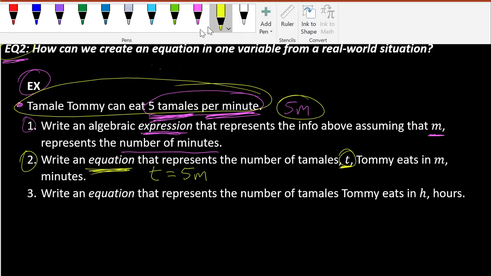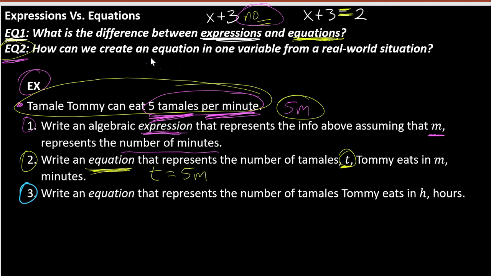Okay, so we've got one last thing to do. Now we're being asked to write an equation again, except this time the number of tamales that Tommy eats in H number of hours. This is something that you're going to see and be expected to know how to do in the upper science classes, and you should start learning this in chemistry, I believe, and most of you are going to be in chemistry if you're in Algebra 2, juniors or sophomores. So how would we convert from minutes to hours? Well, common sense tells you just multiply by 60, but it's not always that simple.